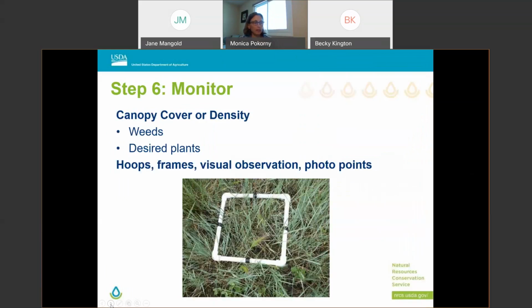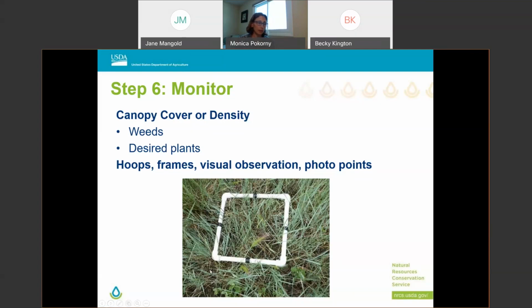Okay, so now that we've seeded the site, we're getting into the monitoring phase of our project. And some of the things we might want to monitor are the canopy cover or density of both of our weeds, and of our desired species. So what have we seeded, or what was already on site that we want to see continue on site? And there's a lot of different ways you can look at monitoring. You might use hoops or frames, or just visual observations, maybe some photo points.